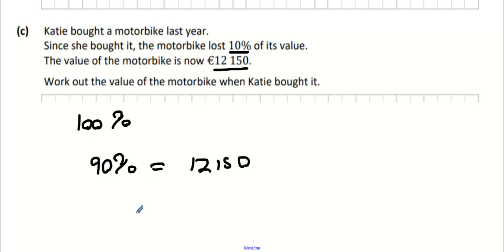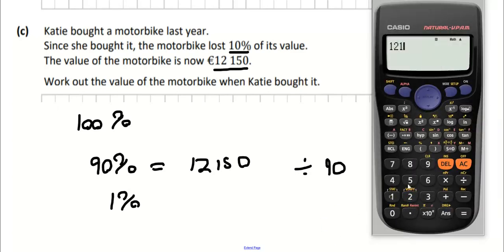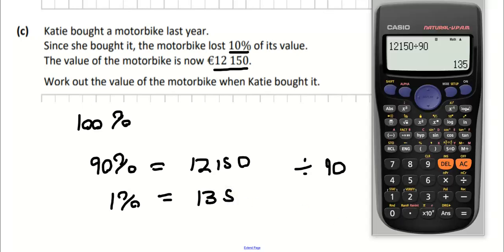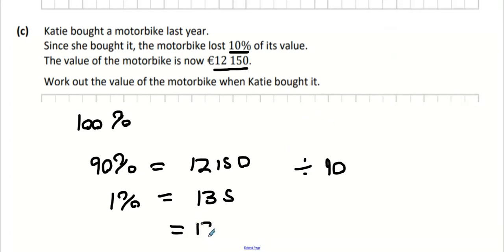So to figure out what 1% is, you just need to divide by 90. 12150 divided by 90, 1% would be 135. And then multiply both sides by 100 to find out what 100% is. And we figured out that her bike was worth 13,500, the price of the motorbike when she bought it.